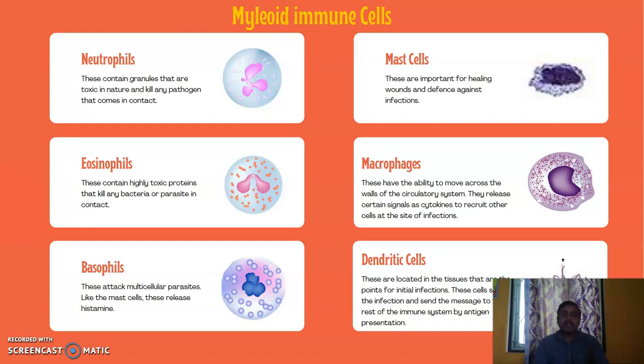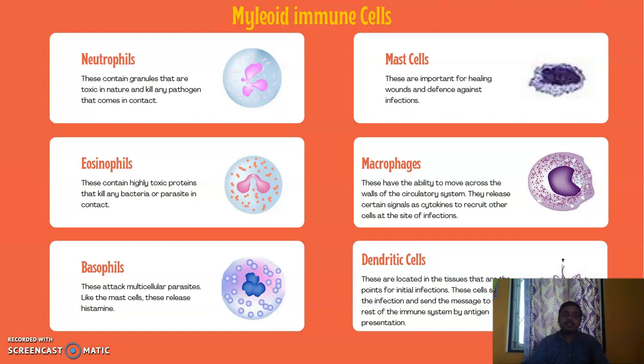The first 3 are neutrophils, eosinophils and basophils. These 3 have a few things in common. All these 3 contain granules inside them, and all these 3 cells have more than a single lobe of nucleus inside their center. The first one, the neutrophil, contains granules that are toxic in nature and can kill any pathogen that comes in contact with it.